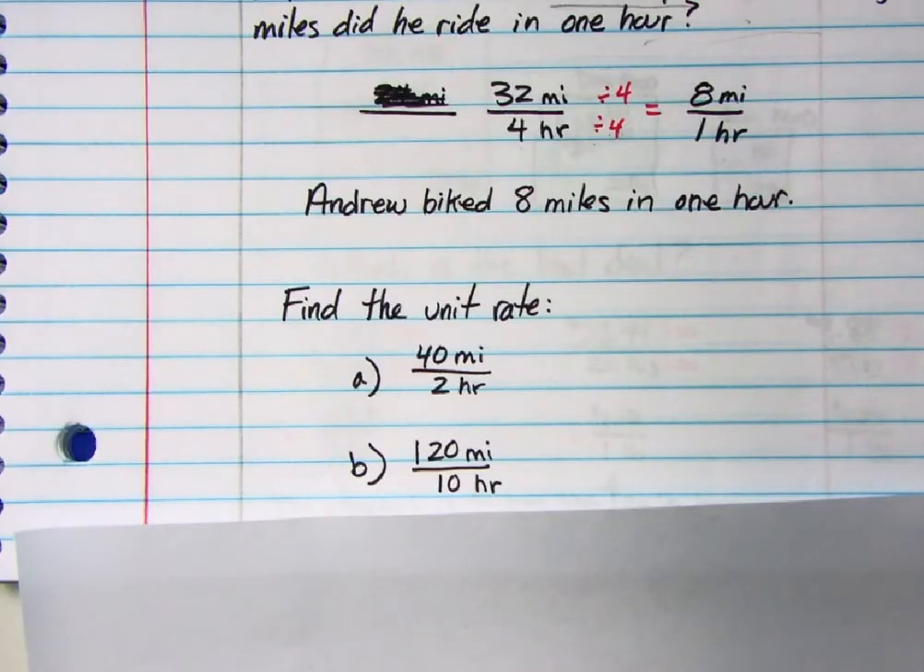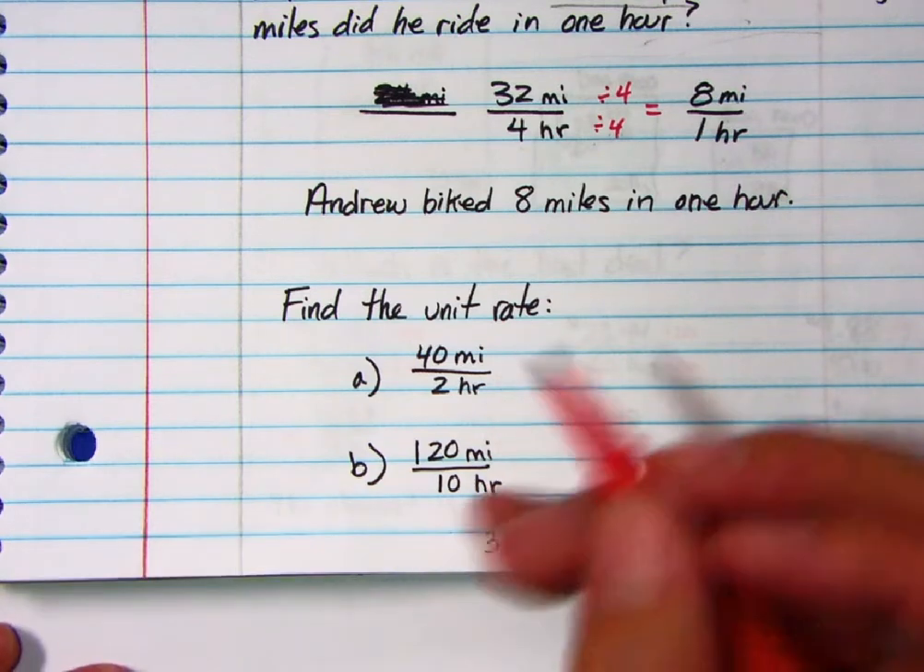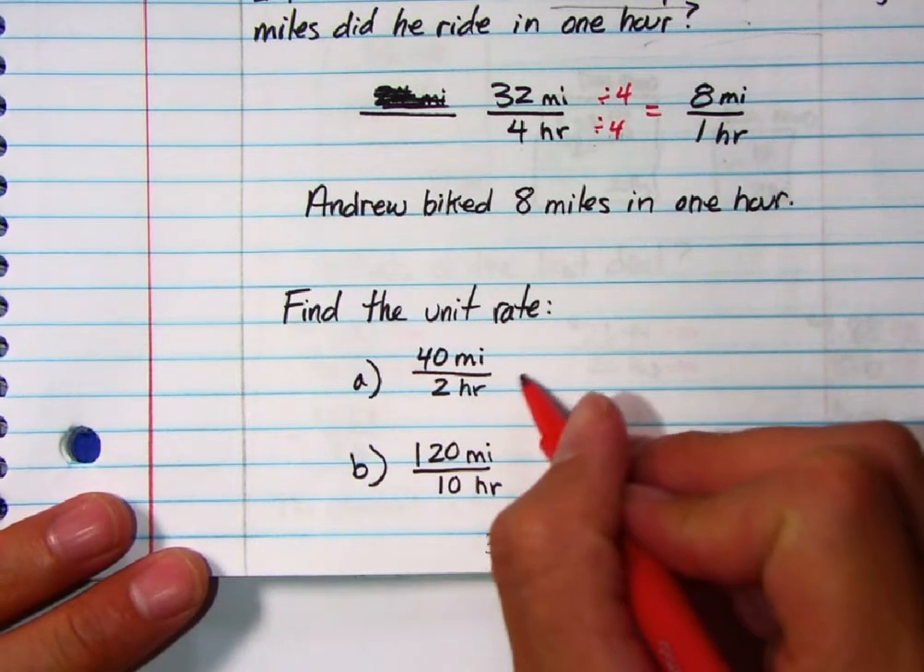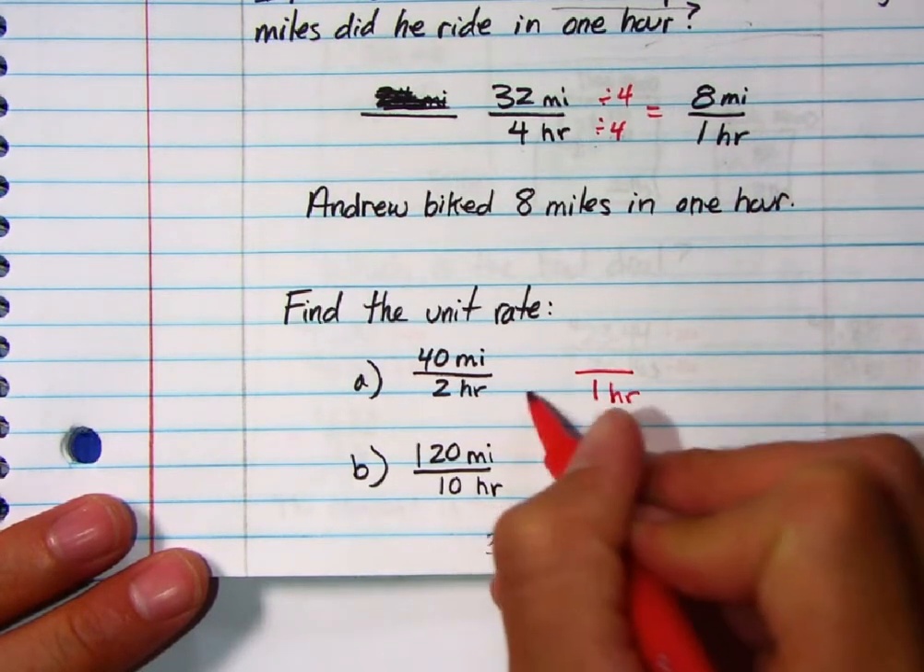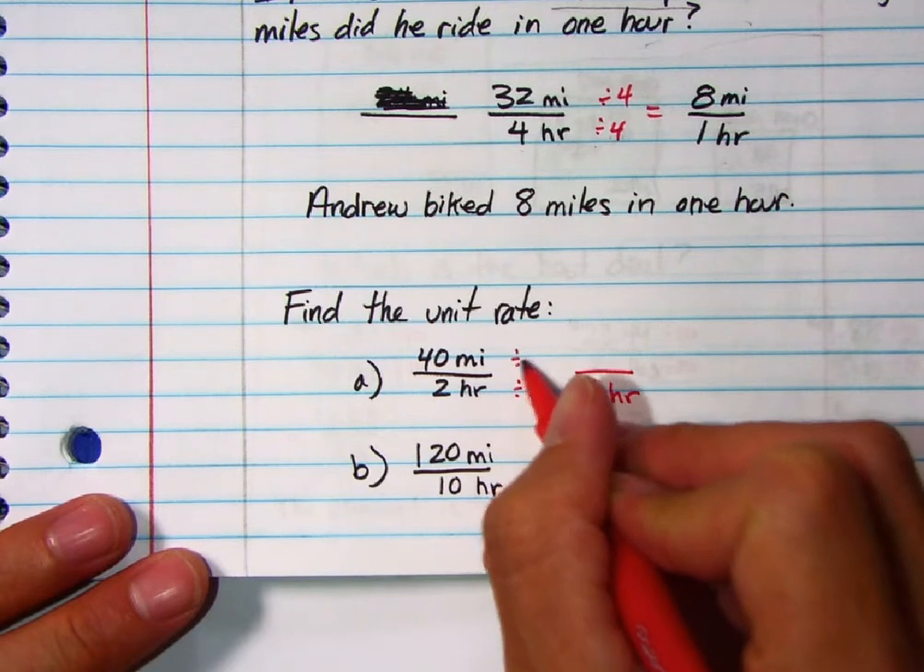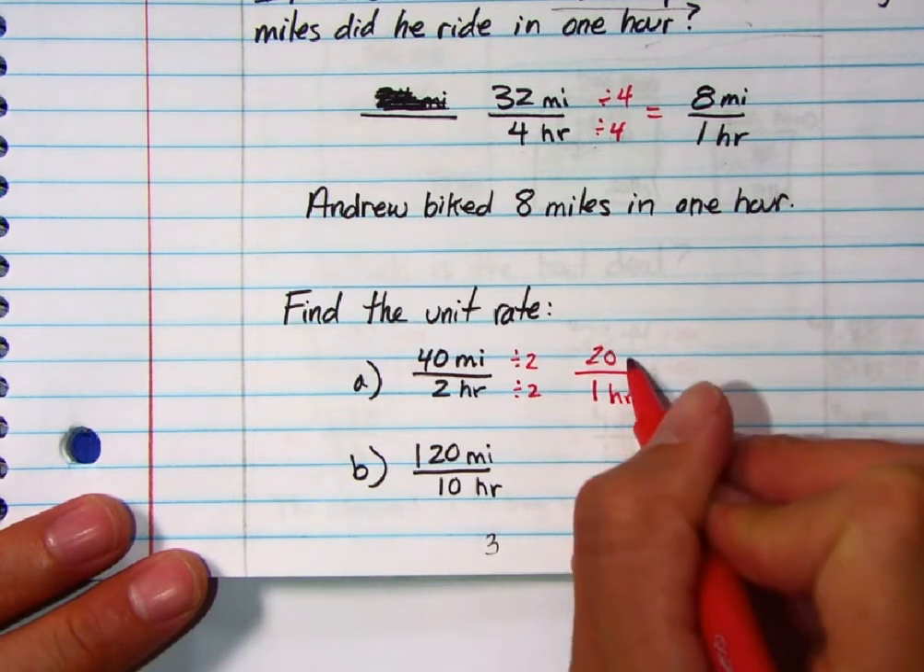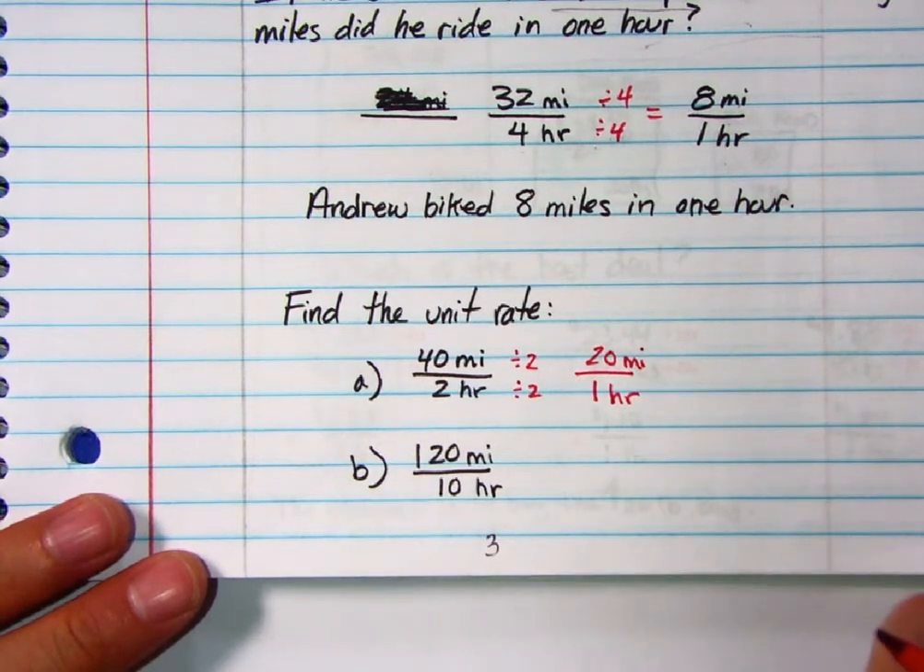Okay, take a moment to find out the unit rates for the other examples here. Finding the unit rate for 40 miles in 2 hours and 120 miles in 10 hours. So I focus on my denominator. I want that to be 1 hour. In order to get there, I have to divide by 2, so that means I divide the top by 2. So this unit rate would be 20 miles per hour.